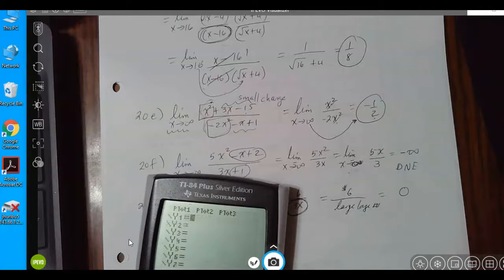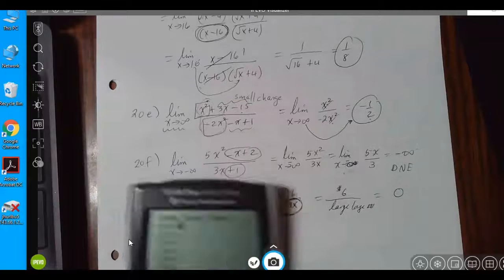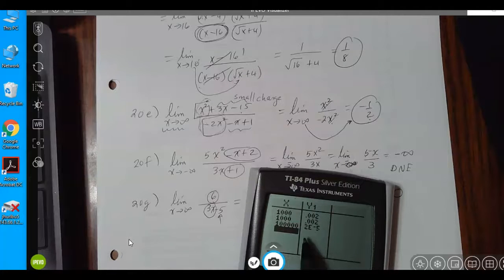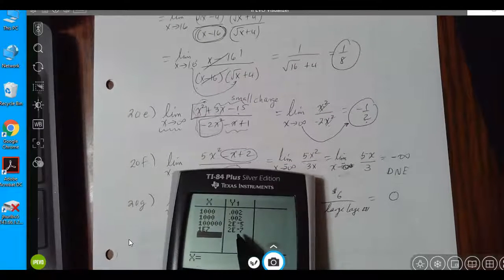And again, you can check this as well. I'm going to type in 6 divided by, in parentheses, 3x minus 5, and go to the table. I'm going to delete all that. X is approaching infinity. Build up, and you'll see that the y value gets really, really small. That's 0.00002. Okay, so the limit approaches 0 because you have an e minus 7 here.